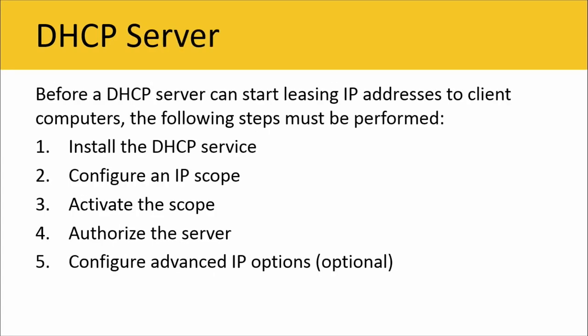So let's talk about the DHCP server and how that process works. It starts leasing an IP address to client computers after the following steps are performed. And so you see the steps there. Clearly, you have to install the DHCP service on a server before it can be used. You configure an IP scope, activate that scope, authorize the server, and then configure any other advanced options. Of course, those are optional, but if you're a really good network administrator, you're probably going to be configuring those advanced IP options. I honestly probably am not there yet myself, but someday, right?